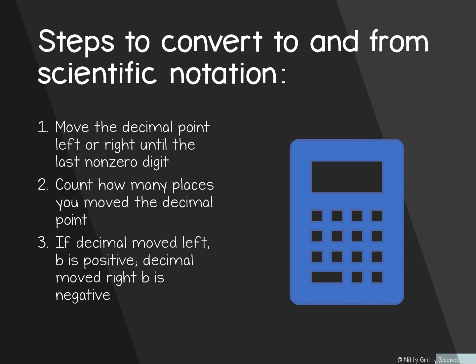Now, it may seem a little tricky, but it's just a matter of counting the decimals. Follow the steps here to convert to and from scientific notation. In step 1, we're going to move the decimal point left or right until the last non-zero digit. Then, step 2, you're going to count how many places you moved that decimal point. And then third, if the decimal moved left, B is positive. If the decimal moves to the right, then B is negative.